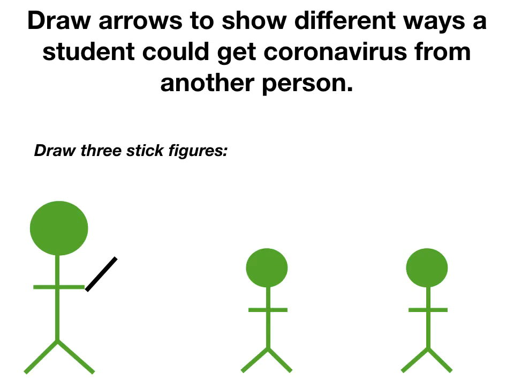One big one, that's the teacher holding a piece of paper, and some students. And then pause the video and try and see if you can draw little arrows indicating how coronavirus could move from one person to the next and infect them.